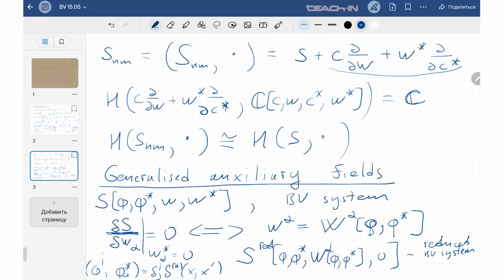So W and W star are auxiliary fields. If equations for W, at W star equals 0, are algebraically solved with respect to W, then indeed we cover usual auxiliary fields easily. Yes, indeed, I confused it. Good, thank you for the correction.